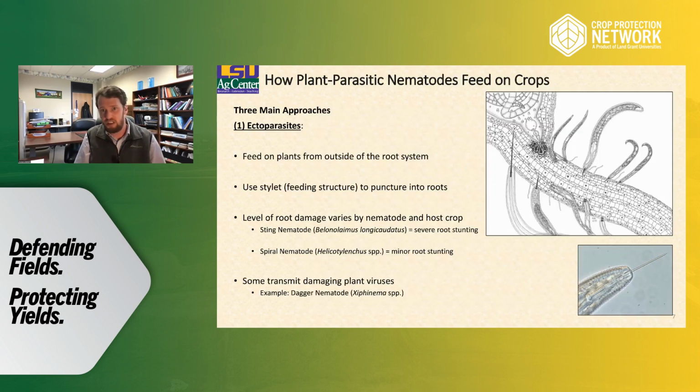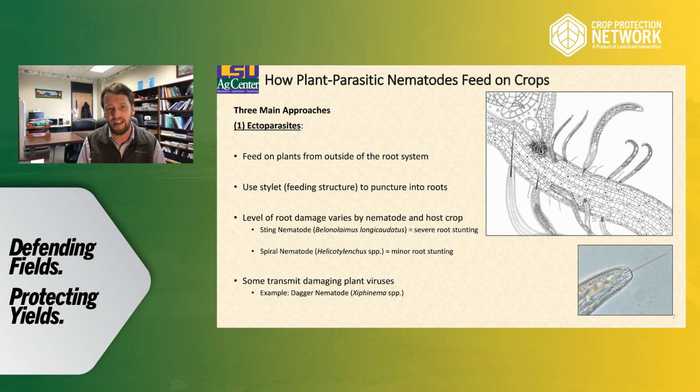Okay, so this is about nematology and agricultural production systems. Now we're going to focus on how plant parasitic nematodes feed on crops. There are three main approaches. The first one that I want to discuss is ectoparasites. These are nematodes that feed on plants from outside of the root system.